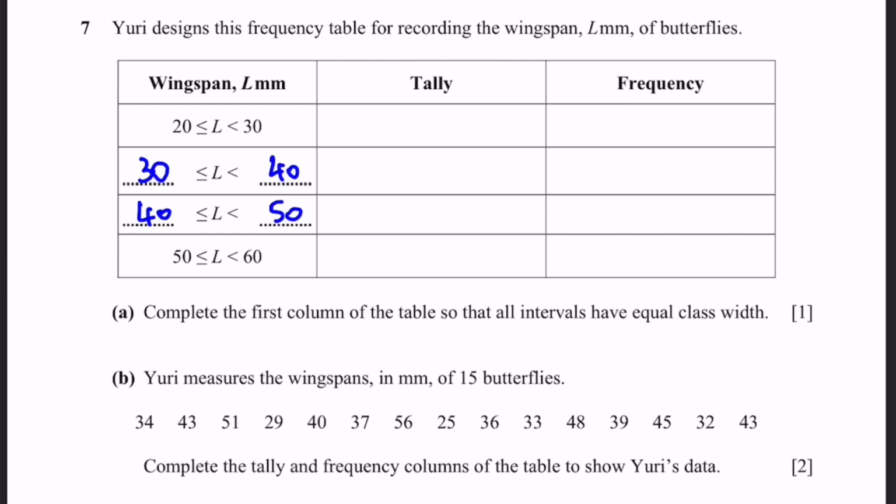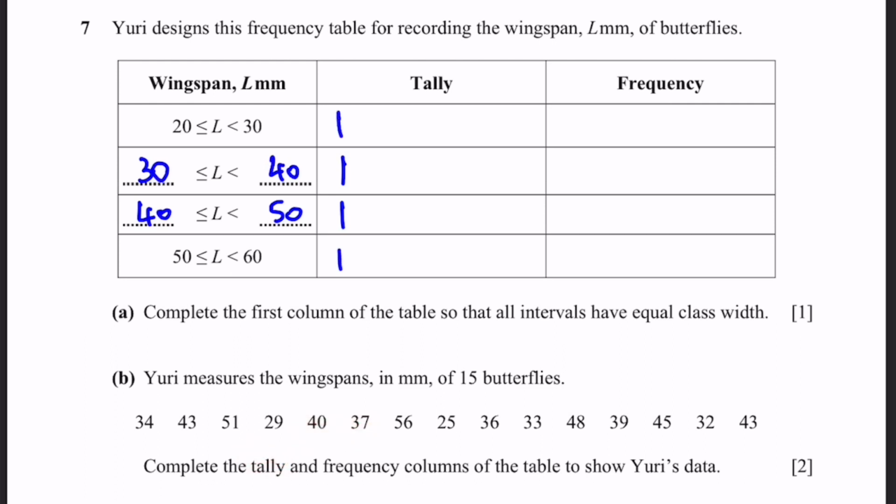First, we have 34. 34 is between 30 and 40, which means you put 1 in the tally mark. 43, between 40 and 50. 51, between 50 and 60. 29, it's in the first one.